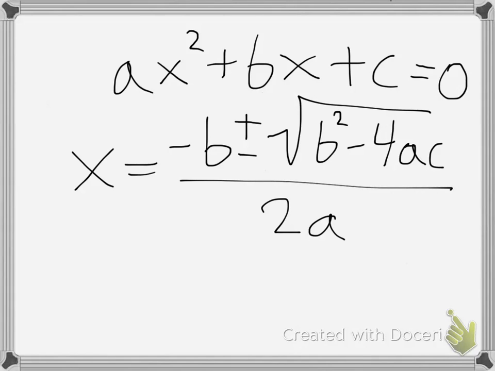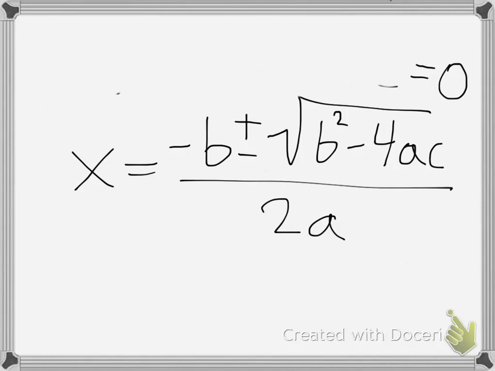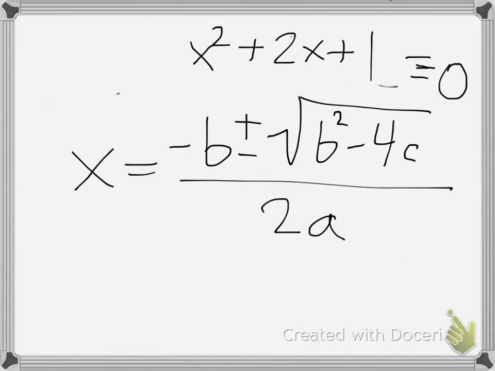So let's do an example. Let's say we have x squared plus 2x plus 1 equals 0. So let's plug that into this. What is a? Well, a is 1, so we can just get rid of it right there, because anything times 1 is the same thing. So a is 1, so we can just delete that, because the coefficient here is 1.